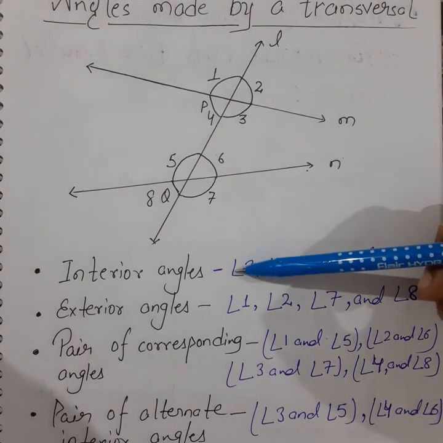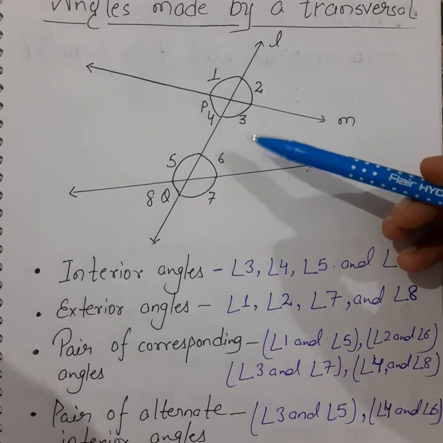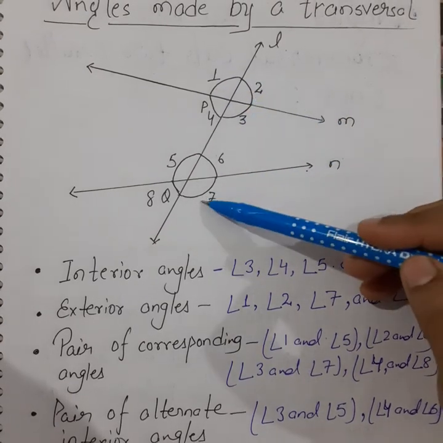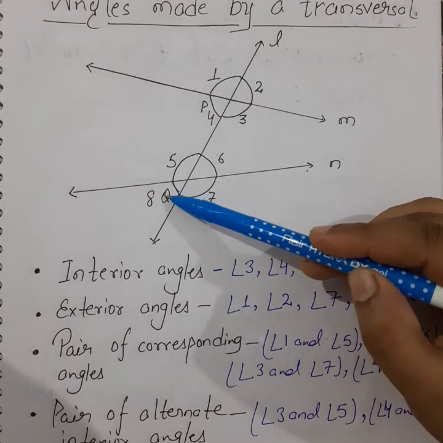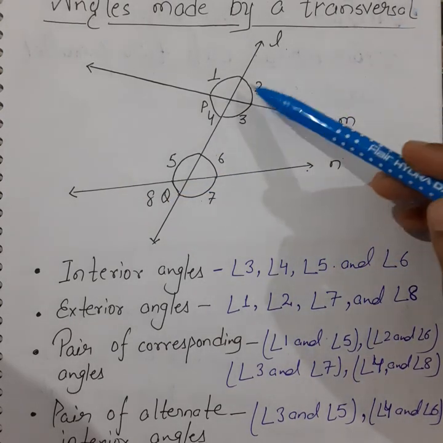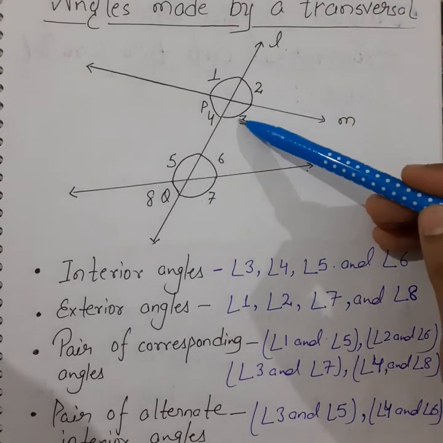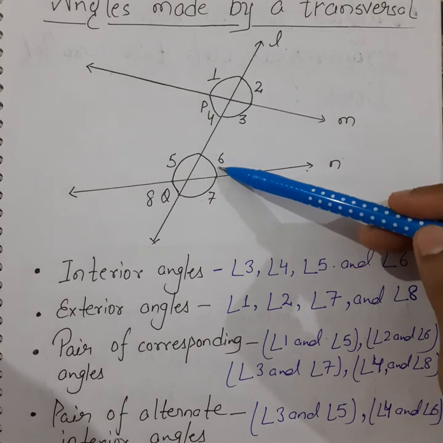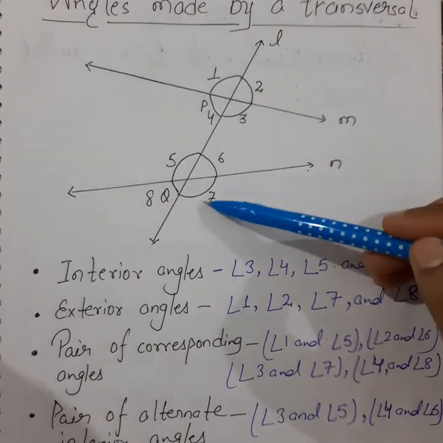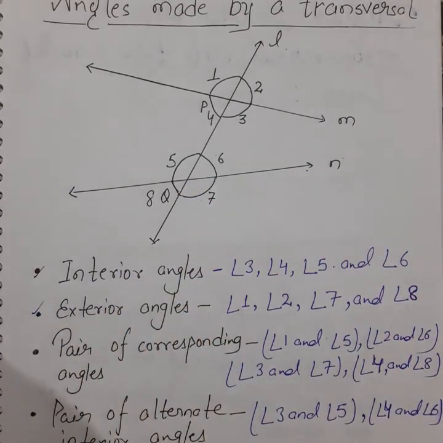Now exterior. Exterior means outside. Again here we see that 4 exterior angles are here: angle 1, angle 2, angle 7 and angle 8. Interior means inside of the lines, exterior means outside of the lines. When we see interior, angle 3, angle 4, angle 5 and angle 6. When we talk about exterior, 1, 2, 7 and 8. So the first is interior, second is exterior.